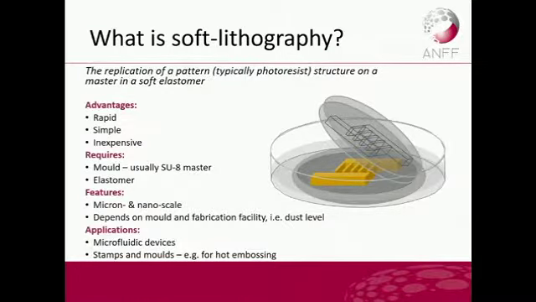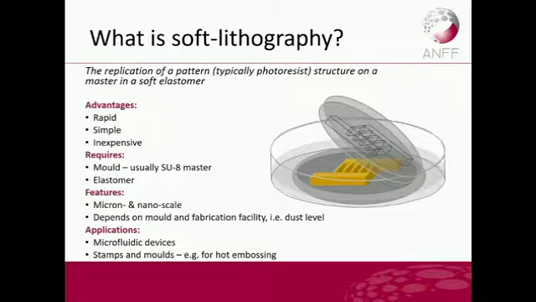So what is soft lithography? Soft lithography is the replication of the patterned structure from a master using a soft elastomer. The advantages are that it's rapid, simple, and inexpensive. You require a mold though, and you also require the elastomer. The features can go from microns to nanoscale, and this depends on the environment and on the mold that you have. So if you have an EBL-generated mold with nano features, you probably can cast it off. But it depends on what type of molds you have.